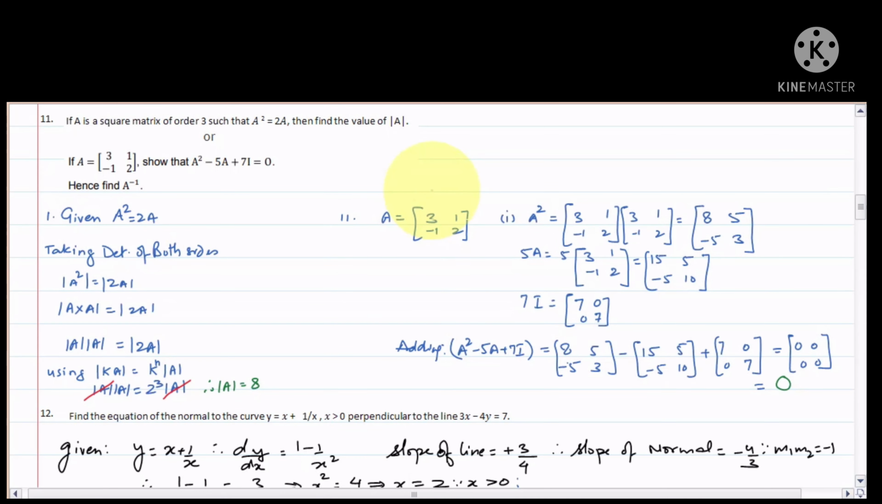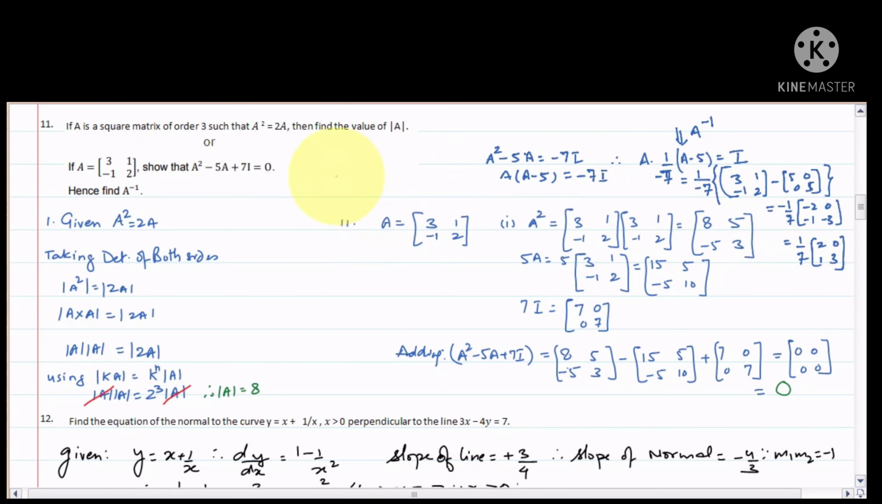Coming to part 2, if A is equal to the matrix 3, minus 1, 1, 2, show that A square minus 5A plus 7I equals 0. So we have to find out A square, that means multiplying A by A. So we know the multiplication of matrix, it yields us 8, minus 5, 5 and 3. What is 5A? 5A is equal to 5 into matrix A, it yields 15, minus 5, 5 and 10. And 7I is 7, 0, 0, 7, and adding all of them as given, that is A square minus 5A plus 7I, it yields us 0.